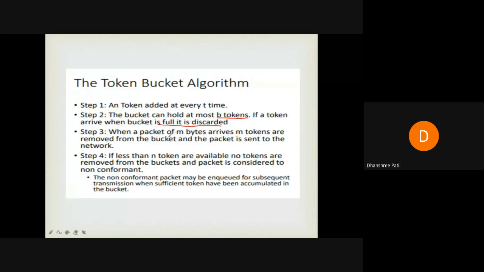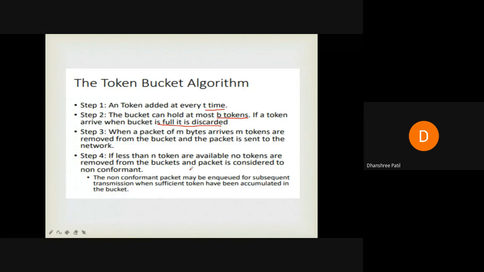When a packet of m bytes arrives, m tokens are removed from the bucket and the packet is sent to the network. So whatever tokens are required to send any packet, that many tokens are generated every second, and once every packet gets a token, it will be sent to the network.